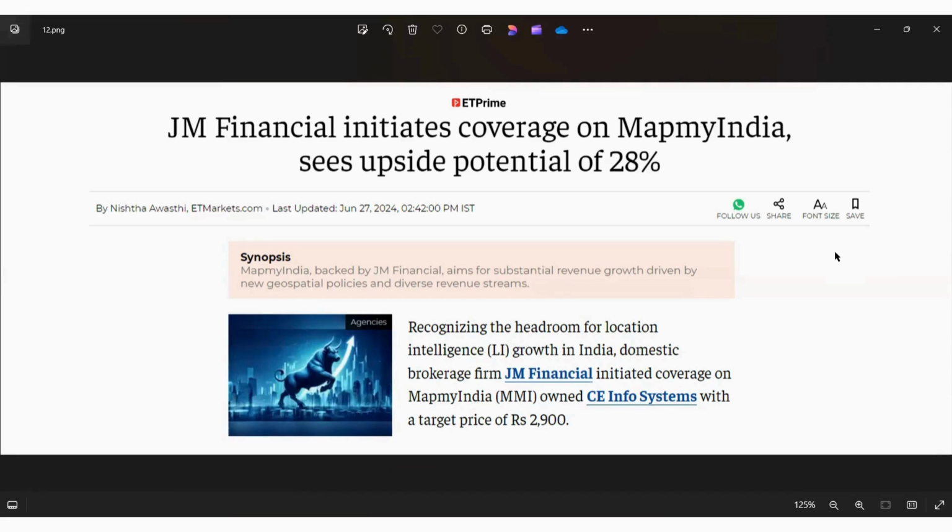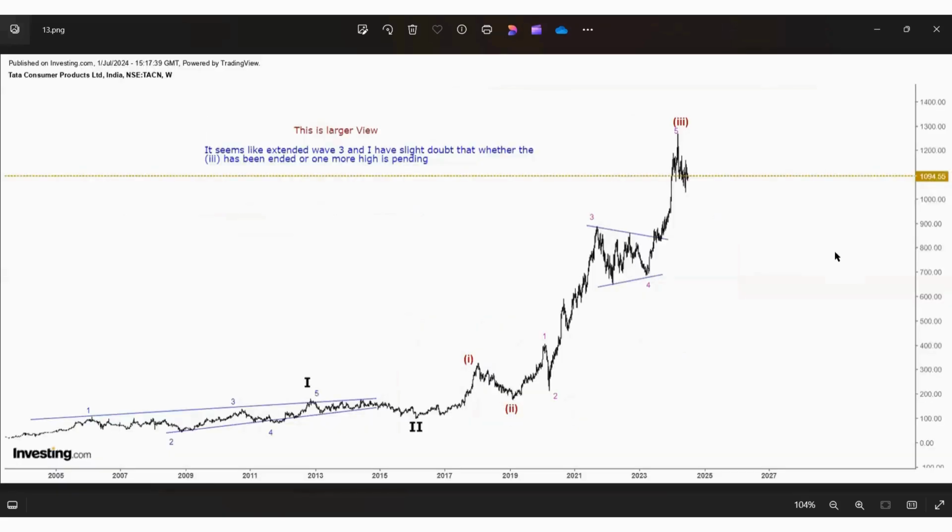See, I can show only one example, I cannot show multiple examples, because there are a lot of things which are taught in the course only. So I'm just sharing one example. See, this is Tata Consumer Products. The learner asked for the current situation only, and I shared these charts for more learning. In a larger view, it seems like an extended wave 3. See, in waves, extension is the difficult part, and I made it very simple in the course. This is one complicated extension, and I said that I have a slight doubt whether the wave 3 is ended here or one more high is pending, right? This is the thought process in a larger perspective.